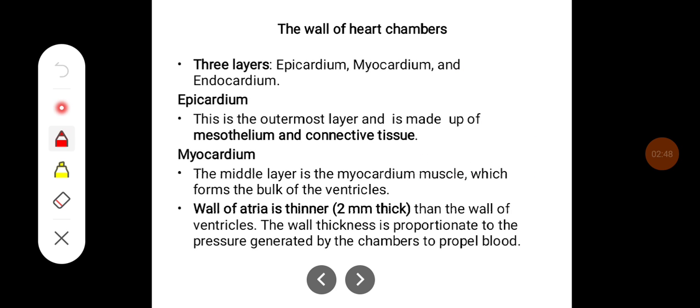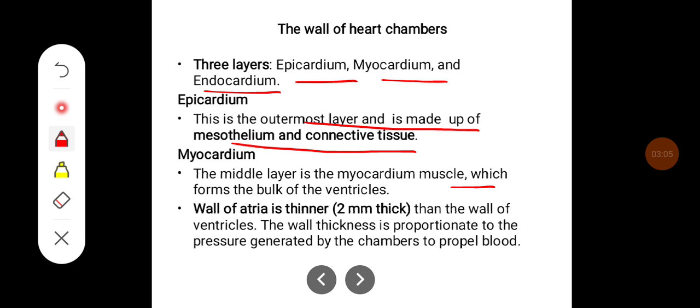The walls of the heart chambers. There are 3 layers in the wall: epicardium, myocardium, and endocardium. Epicardium is the outermost layer and it is made up of mesothelium and connective tissue, whereas myocardium is the middle layer and forms the bulk of the ventricles. The walls of the atria are thinner, 2 mm thick, than the walls of the ventricles.